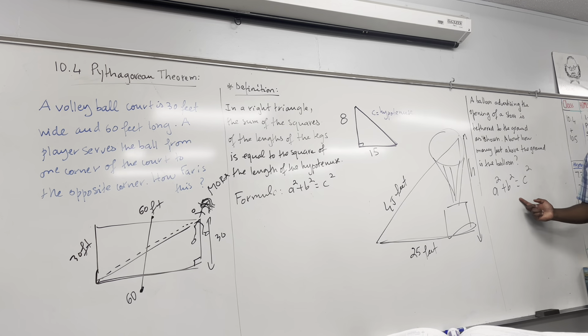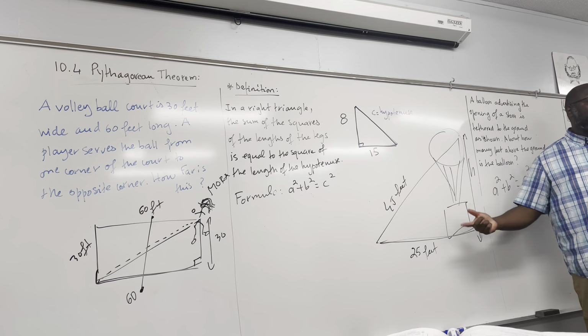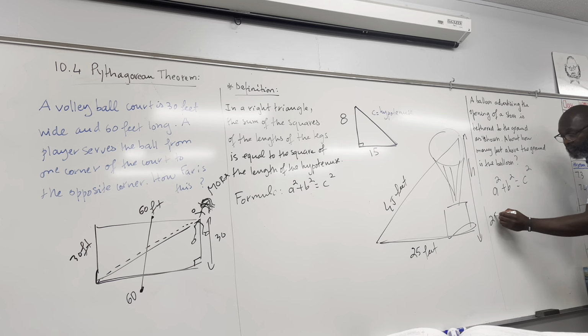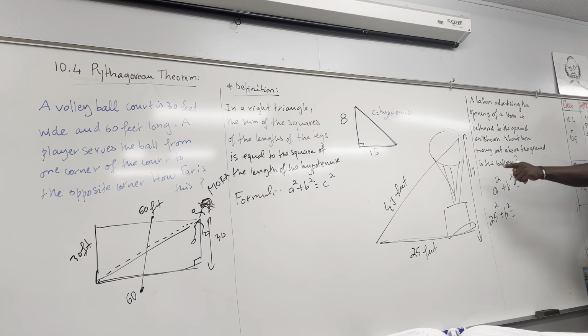Now let's replace what we know. We know A and C, or B and C, it doesn't matter. Let's say we know A and C, so we replace A by 25 squared plus B squared equals 45 squared. That's what I said. My apologies there. So that was 25 squared.